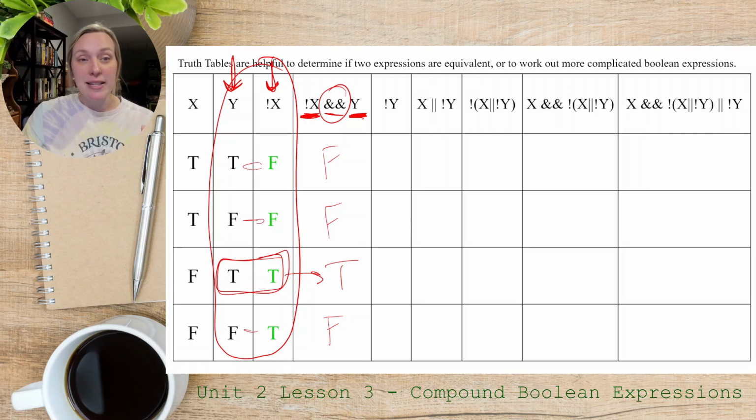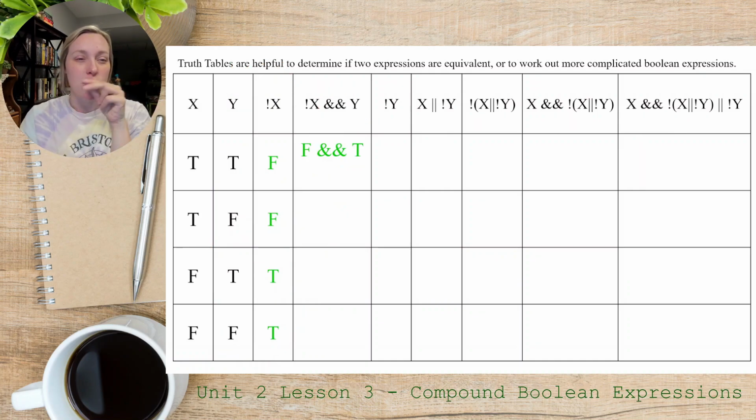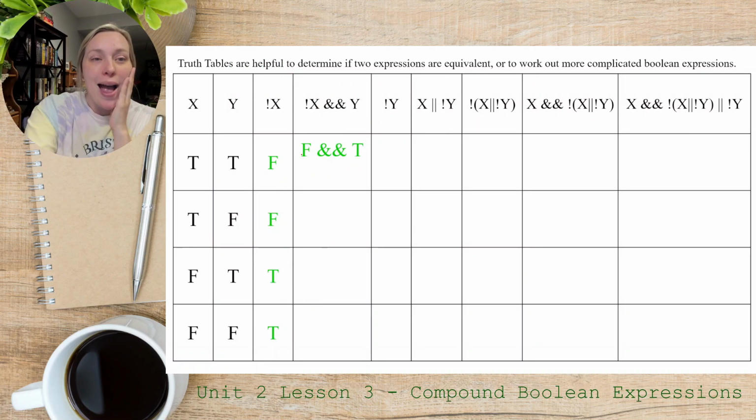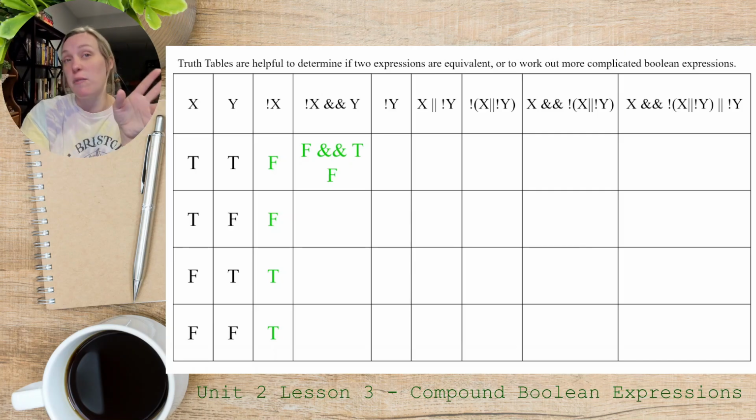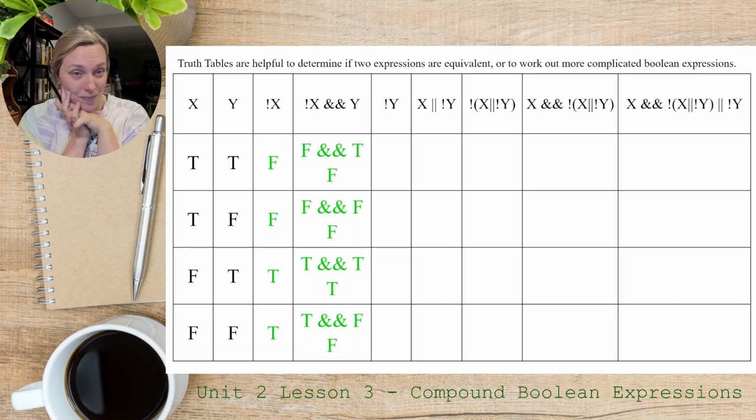Now what I have on the slides is I'm going to take the two values and put them in the box so you can see. So not X is false, Y is true here, which we said is going to evaluate to false. False and false evaluates to false. True and true, that's where you evaluate to true. True and false evaluates to false. Okay?